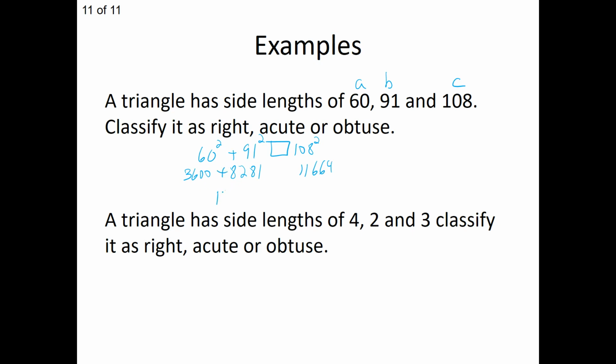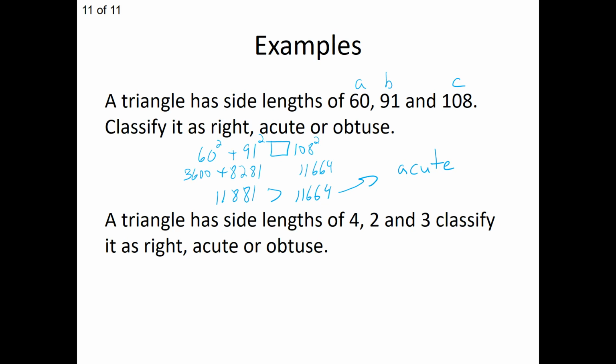Let's then add these two together. We get 11,881. And on the right-hand side, 11,664. That means we have a greater than symbol, okay? That 11,881 is greater than 11,664. That means our a squared plus b squared is greater than c squared. What that leads us then to conclude is that our triangle is acute. When the sum of our two legs is greater, that must make the angle smaller between them, so it must be an acute triangle.